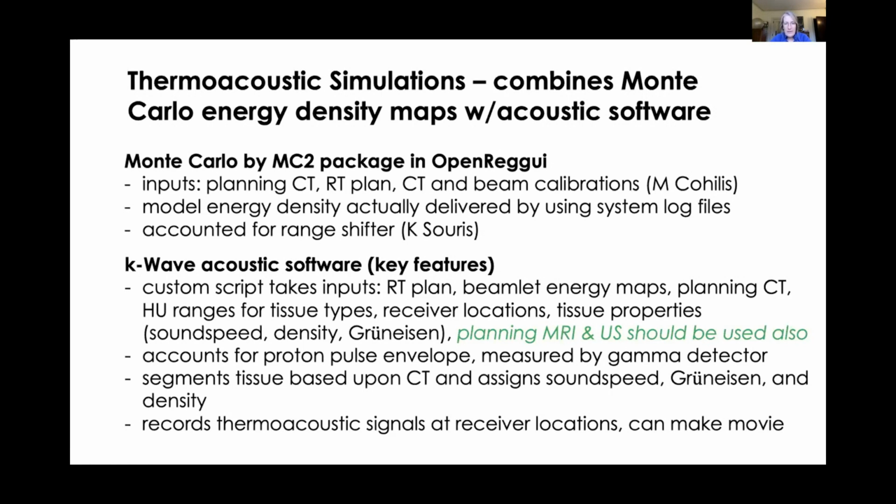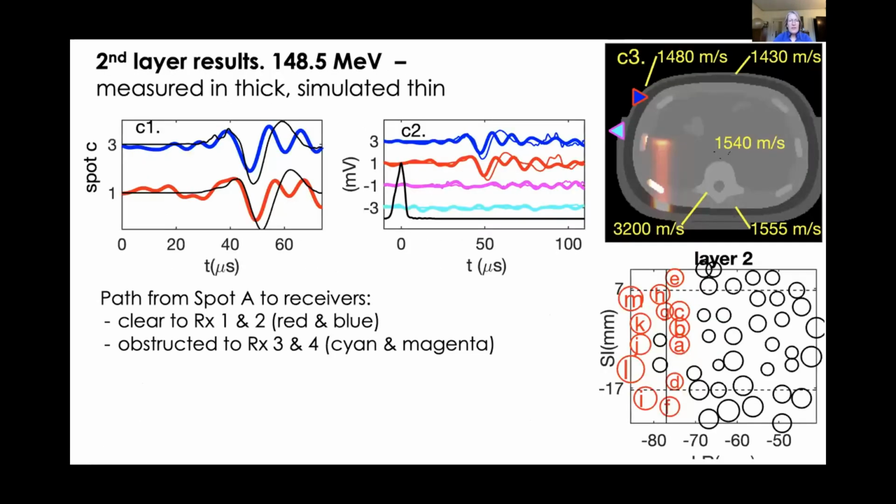We were able to compute the Gruneisen pretty accurately, I believe. And also, since we had the gamma detector measurements of the pulse envelope, we were able to account for that pulse envelope in these K-Wave simulations. Okay, so let me show you the results. The simulated signals are in thin lines and the measured signals are in thick. Okay, and so we've got 4 measured signals from the 4 acoustic receivers. The red and the blue receiver locations are up above, more or less distal to the beams. And then the magenta and cyan are a little bit lateral to most of the beams.